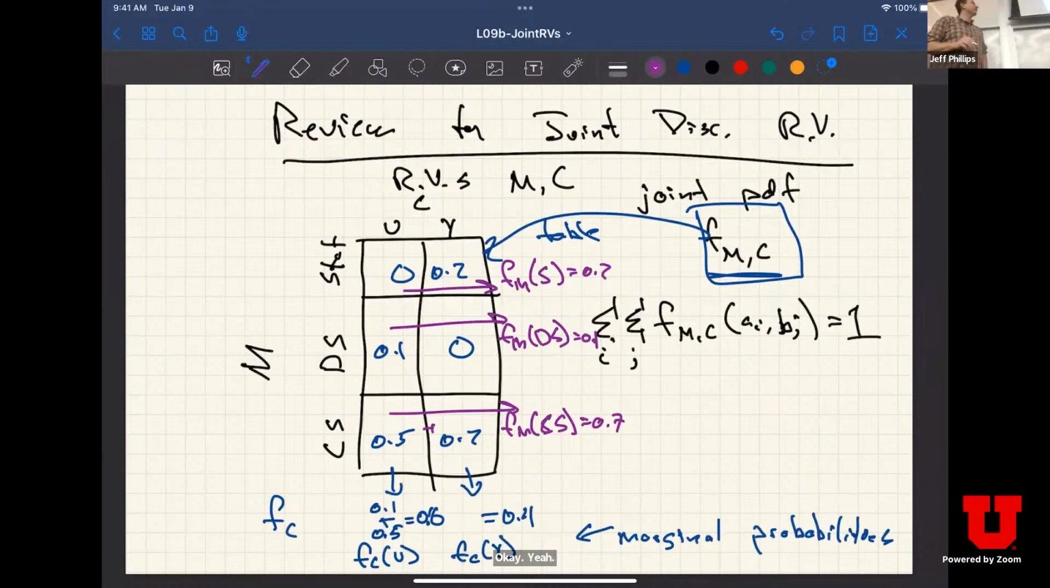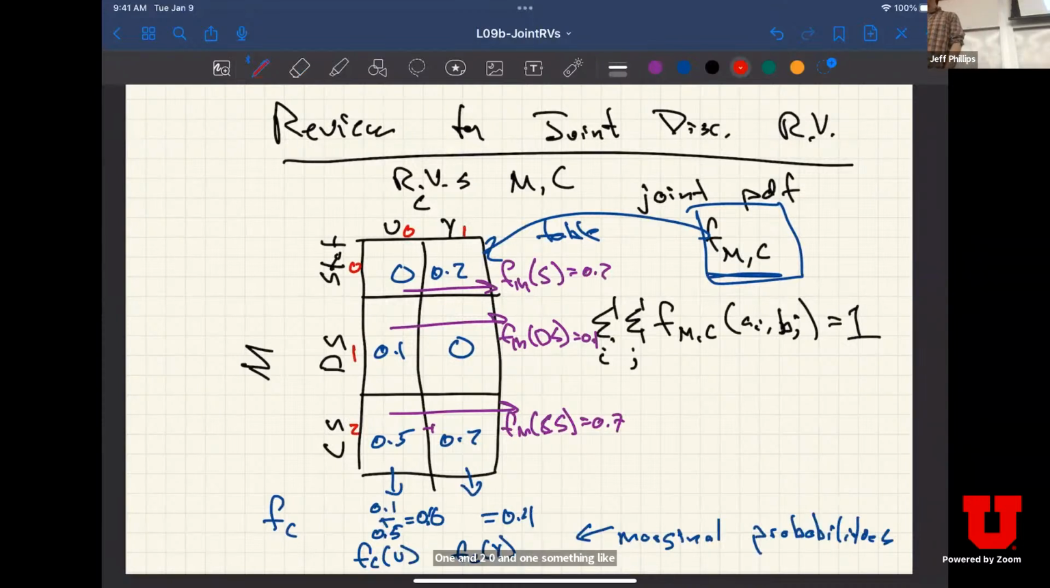Okay, so for expected value, I would need to assign some numerical values to these. In this class, I don't think we're going to do expected values over these. But if I were to, I would need to assign values to these, like 0, 1 and 2, 0 and 1, something like that.